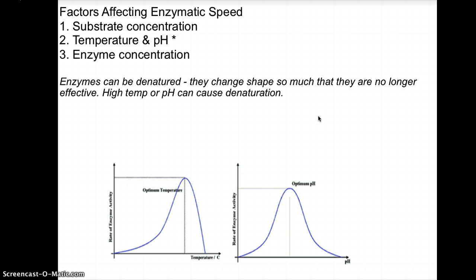Enzymes can be denatured, therefore they change shape so much that they are no longer effective. A high temperature or pH can cause denaturation. So you'll end up losing that induced fit, that whole lock key model scenario, where each substrate is specific to its enzyme, much like each key is specific to a lock, and that induced fit where that key just fits perfectly right into that lock. So if you denature the protein or the enzyme, what happens is you no longer have that induced fit where it just fits in there perfectly. The enzyme is unraveled and therefore is no longer rendered effective.